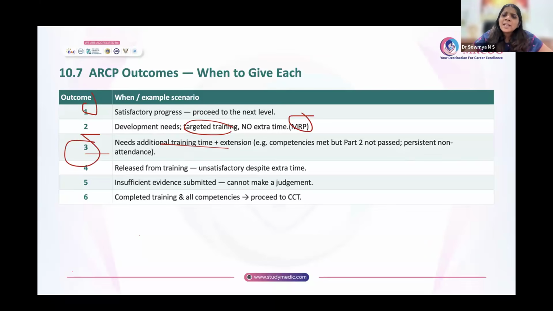Outcome 4 is given very, very rarely. They tried all possible things, due to various issues, not only exams but behavioral issues and so on. But because that didn't work, they are released from training, unsatisfactory despite extra time. Outcome 5 is when they don't know what to comment on, because the evidence you have provided for the ARCP panel is less, so you are supposed to provide it again. ARCP 6 is the completed training where you are going to be a consultant. That is when you get ARCP 6, in your 6th year.